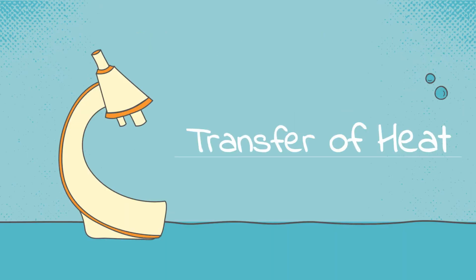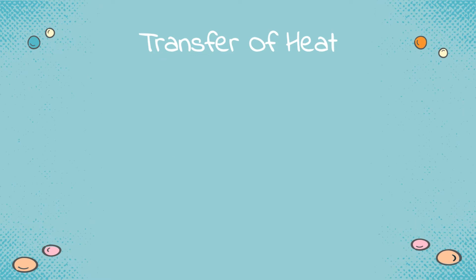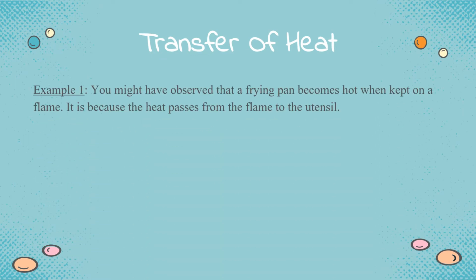Let's get started with the first topic of today, transfer of heat. I'm going to go right ahead and give you two examples. The first example: you might have observed that a frying pan becomes hot when kept on a flame. That's because the heat from the flame passes on to the utensil. So that's an example of transfer of heat.